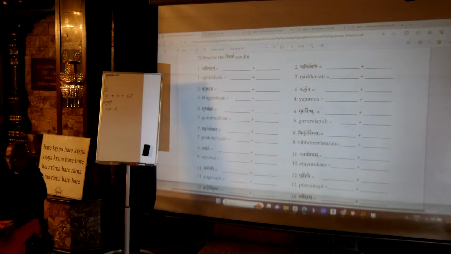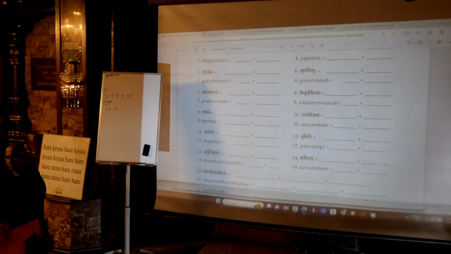Prakrutehe Vashad. Yes, Julian Prabhu, Prakrutehe Vashad. So that becomes Prakruter Vashat. That is what is here. Tayorna. Can you split this? Gopigita Mataji. Tayoho. Yeah, you should say Tayoho. Tayoho plus na. Tayorna. Like that. Etayoh rekam becomes etayoho ekam. Yogairapi. Urvairapi. These are all Bhagavad Gita words actually. Yogaihi api.